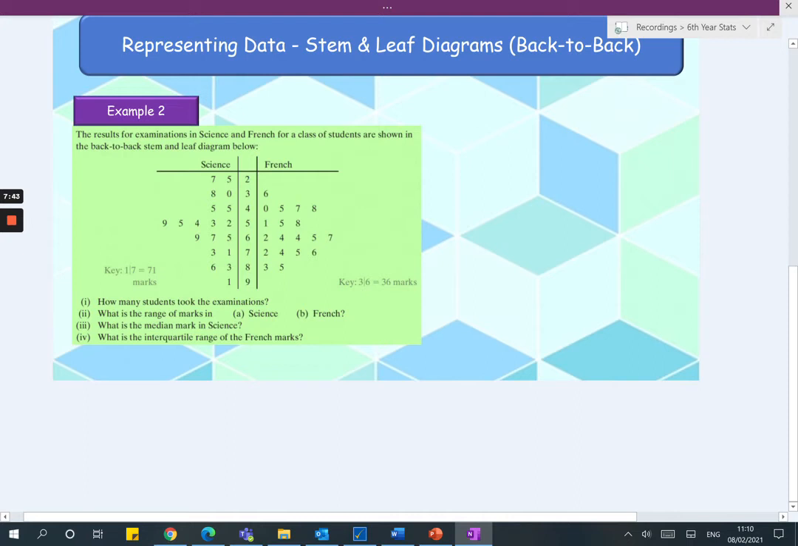So for science, that would be 25 marks. 2 and 5 makes 25. 2 and 7 makes 27 marks. However, for the French, it would be 3 and 6, so it would be 36. So it says how many students took the examinations.